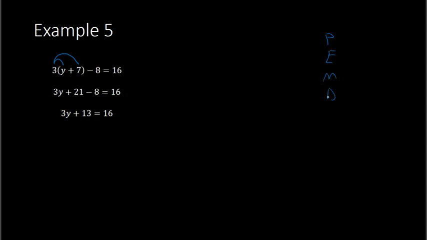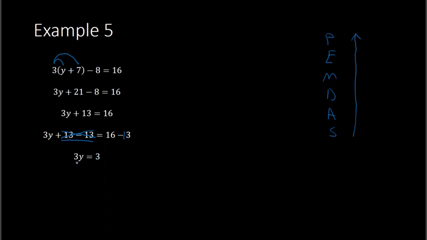Now I can solve by doing the reverse order of operations. So I start with addition and subtraction, and then I work my way up to the other operations. So here I see a plus 13. This will be the first thing I want to get rid of. So to get rid of the plus 13, I do the opposite, which would be subtract 13. So I subtract 13 on both sides. 13 minus 13 over here, that would cancel out. So I have 3y on the left, and on the right, 16 minus 13 would give me 3.